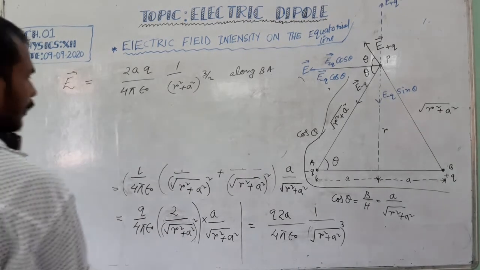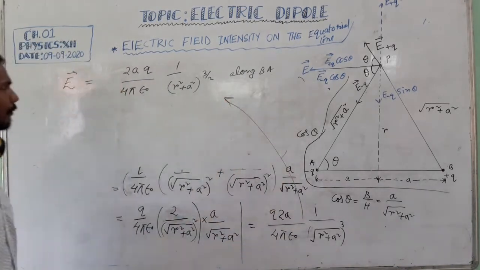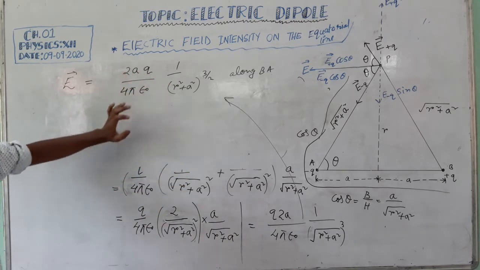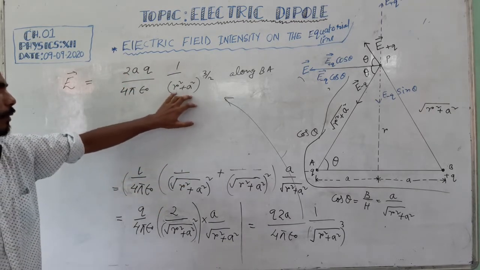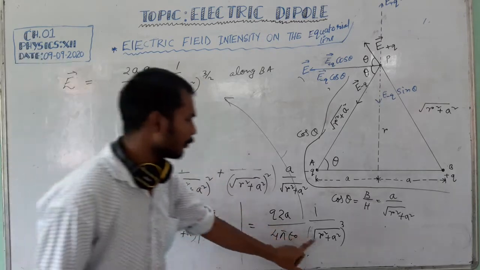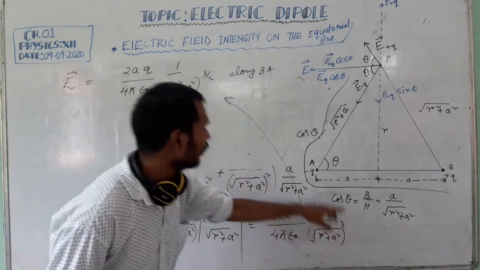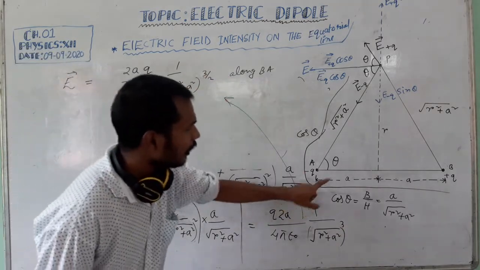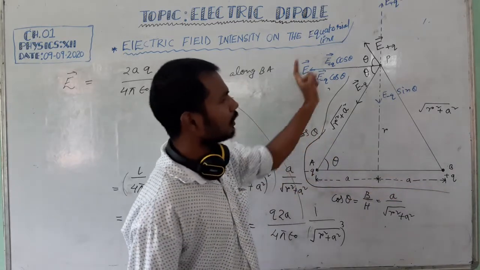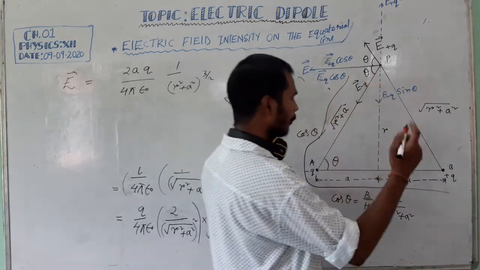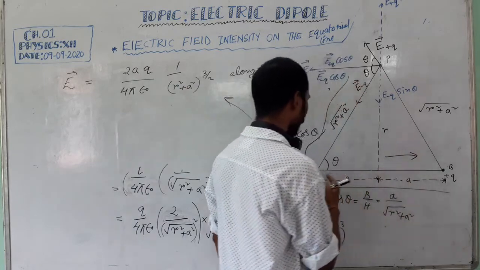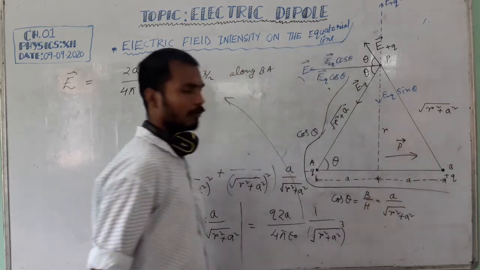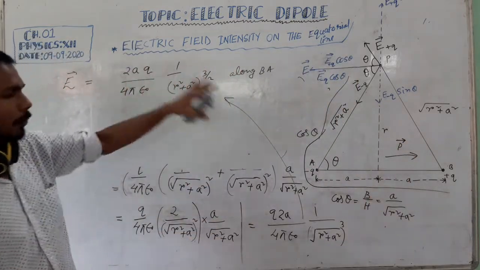Now we can write this formula as this. The resulting electric field due to the dipole at point P is equal to twice a q by 4 pi epsilon naught into 1 by (r square plus a square) to the power 3 by 2. Why are we writing 3 by 2? Because for the root we can write 1 by 2 and there is already 3, so we write 3 by 2, along the direction BA. The direction BA is opposite to the direction of the dipole moment, because the dipole moment is always directed from minus q to plus q. So this electric field is opposite to the direction of the dipole moment.